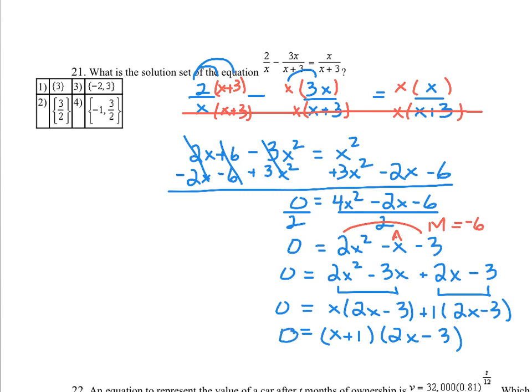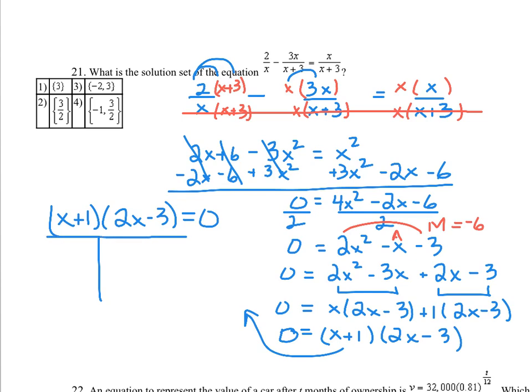All right, I'm out of room here, so I'm going to bring it up over here. So I have x plus 1, that factor, and I have 2x minus 3. And I want to set this equal to 0, right? Now, if you read the question, it says, what is the solution set? So when we are looking for solutions, remember we want to find out what x is actually equal to. So we're going to take each of these factors and we're going to set them equal to 0.